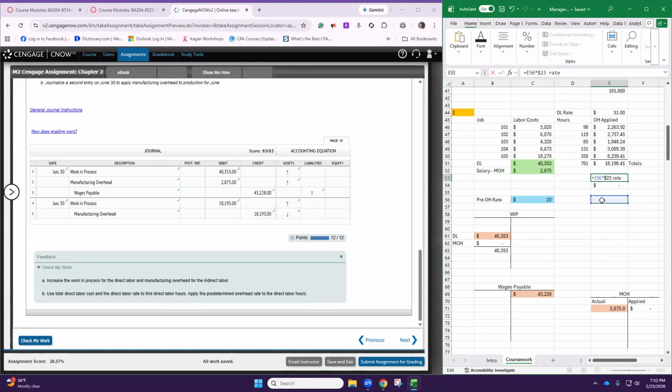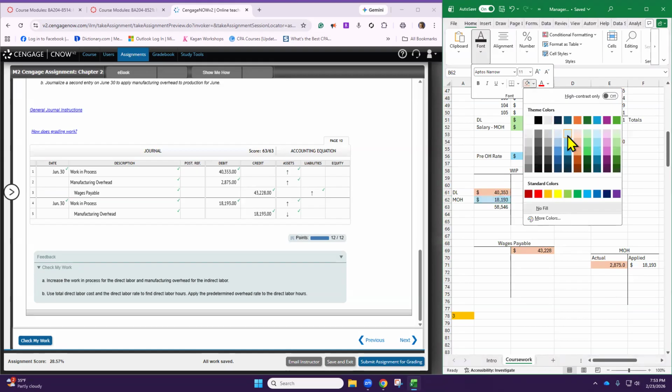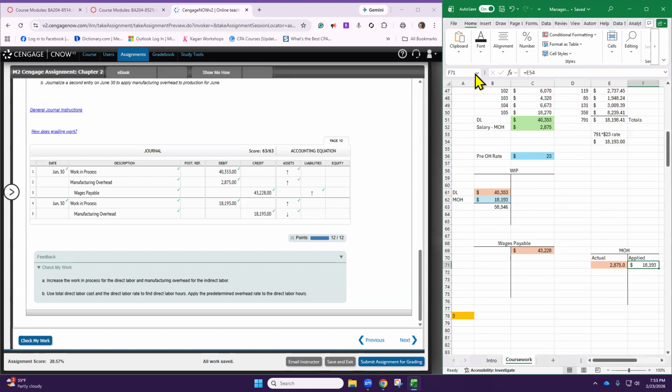So 791 hours of direct labor times $23 rate. Okay, let me do this one again. $23 times 791 is 18,193. So 18,193 is going to be credited to manufacturing overhead and debited to work in process. So those two go together. That one, we had a little bit of troubles with the rounding, and sometimes Excel does that when you're trying to figure things out.